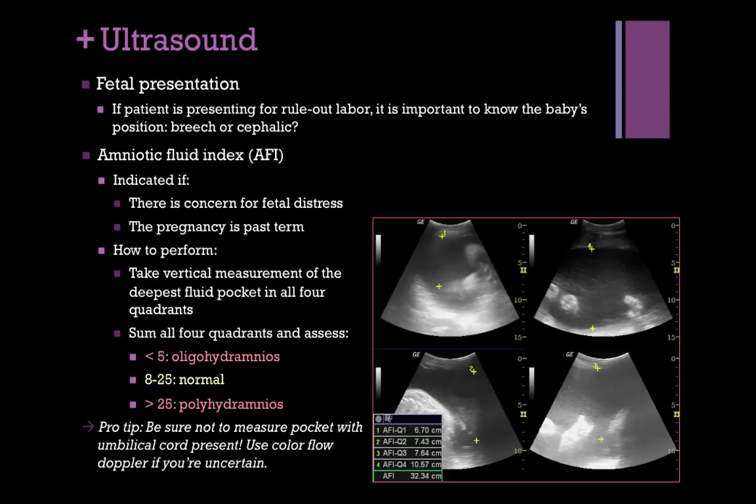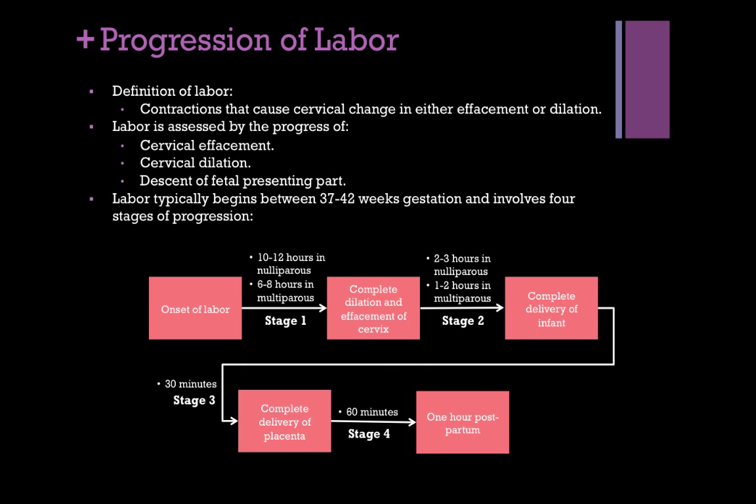So if after all this we determine that the woman is in labor and it's time to go, now I'll talk about the progression of labor. The definition of labor is when contractions cause cervical changes in either effacement and/or dilation. Labor is assessed, like I mentioned, using effacement, dilation, and how the fetus is stationed, so how far down they've descended. And it typically begins between 37 to 42 weeks. That's considered term. Before 37 is preterm, after 42 is late term.